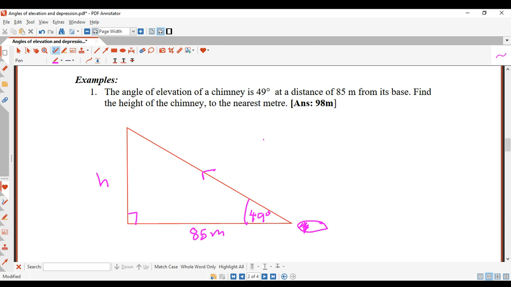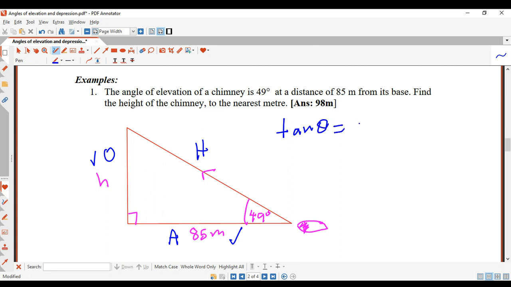So let's have a look at that. First of all, label the sides: opposite, adjacent, and hypotenuse. Here's my angle. So this is the opposite side. This is the adjacent side, and this is the hypotenuse. Now the two sides you're working with are this side and this side, which means it's opposite and adjacent we're looking for. So it's got to be tan.